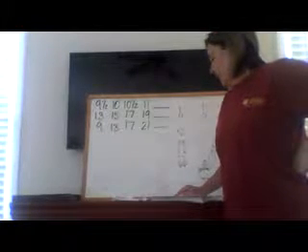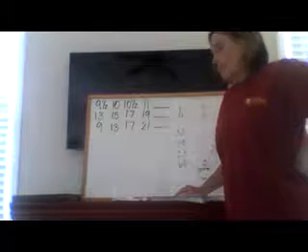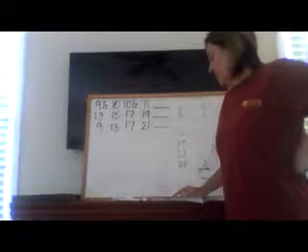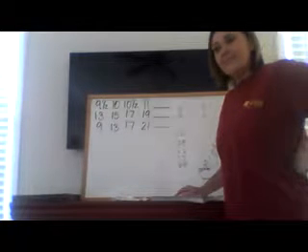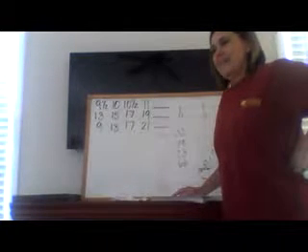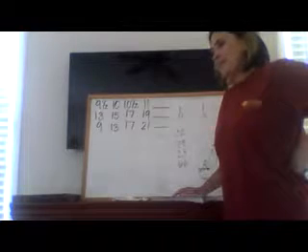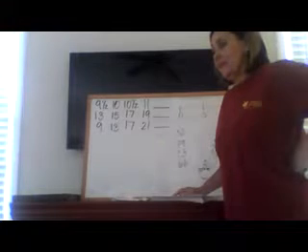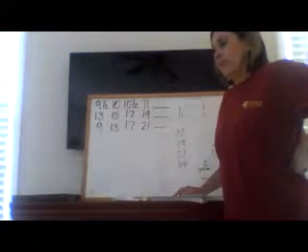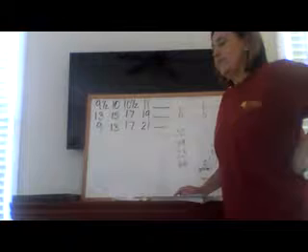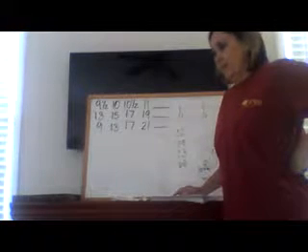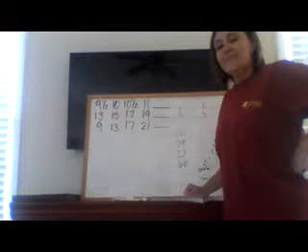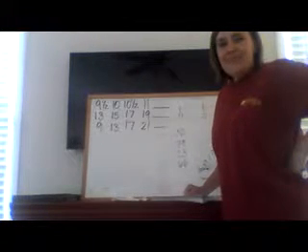And now we're going to count from 11,000 to 11,200 by 25s. 11,000, 11,025, 11,050, 11,075, 11,100, 11,125, 11,150, 11,175, 11,200. That took a little bit of thinking, didn't it?